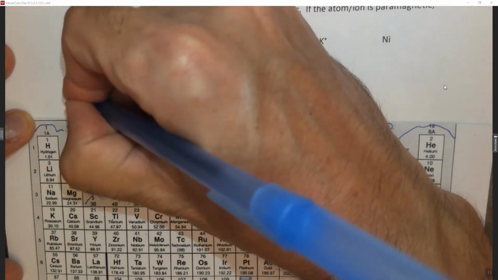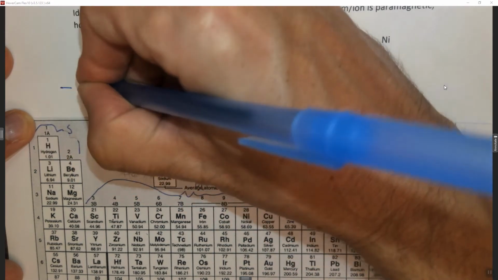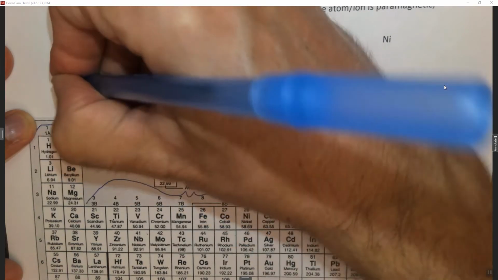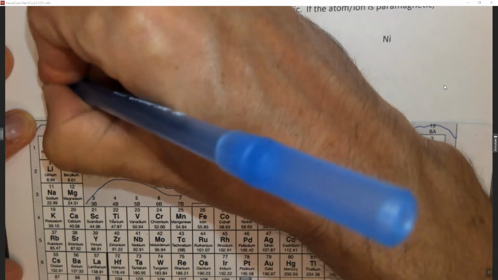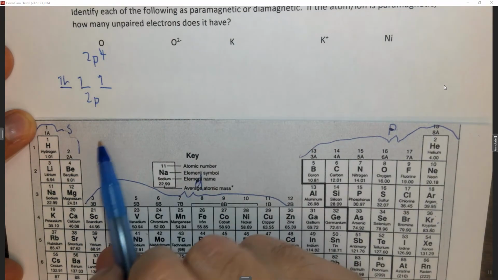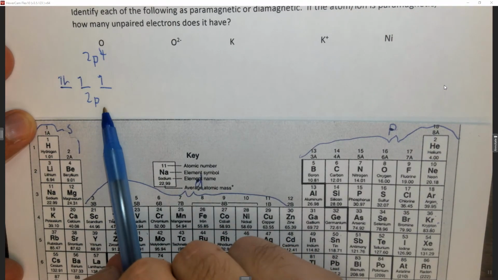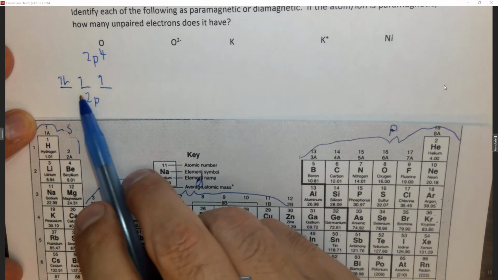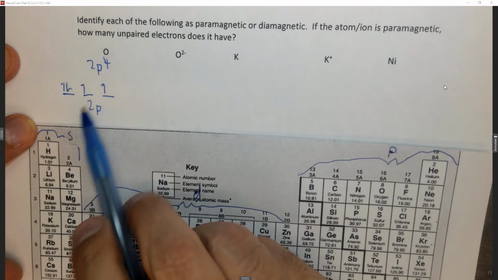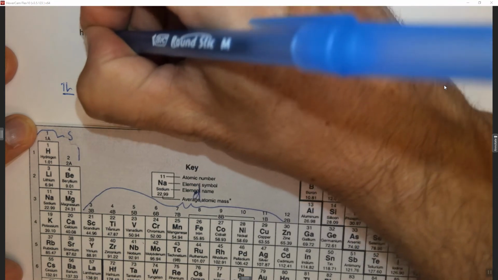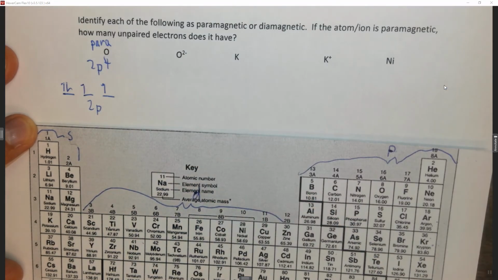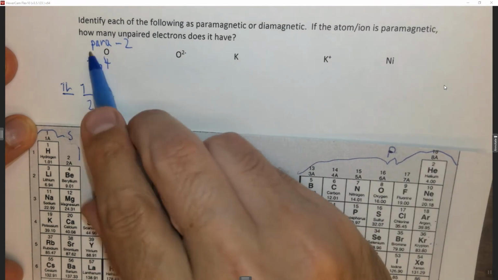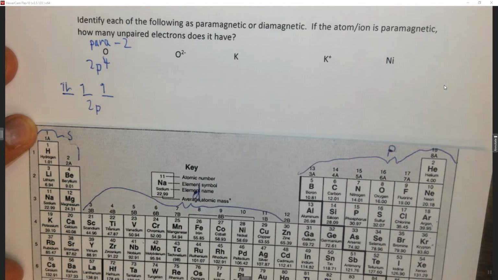So what we need to do is draw the 2p orbital, and we draw it out like this, and now we need to put the 4 electrons in, and they go in up, up, up, down. So is this paramagnetic or diamagnetic? Because it has more than 0 unpaired electrons, this is paramagnetic. How many unpaired electrons does it have? 2. So this is paramagnetic with 2 unpaired electrons.